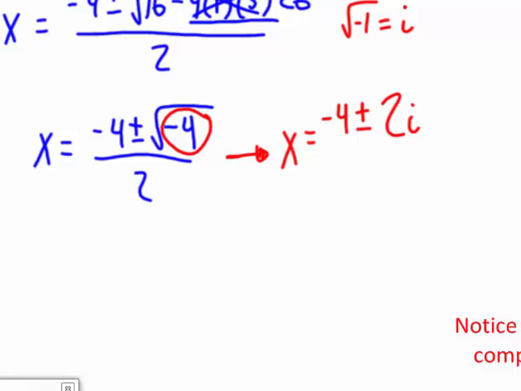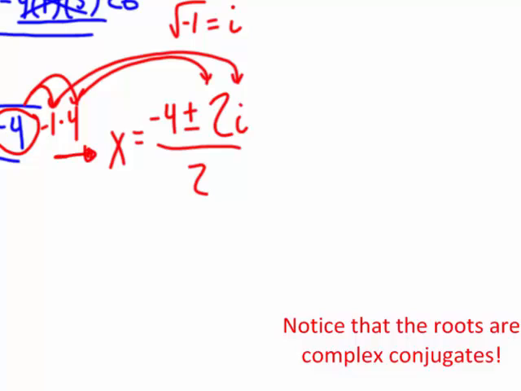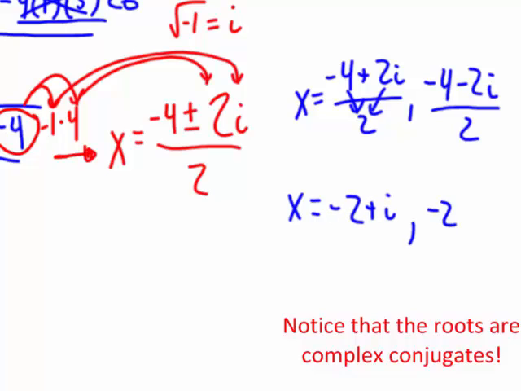Okay, so really we just broke negative 4 into negative 1 times 4. And the square root of 4 was 2. And the square root of negative 1 was i. Okay, and that's still all over 2. And so let's just write my two solutions out so we can take a look. So I'd have x equals negative 4 plus 2i over 2. And I'd have negative 4 minus 2i over 2. And let's simplify those. So divide each by 2 here. So I got negative 2 plus i. And then I have negative 2 minus i for my solutions.